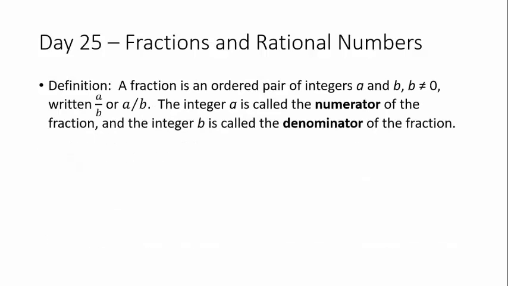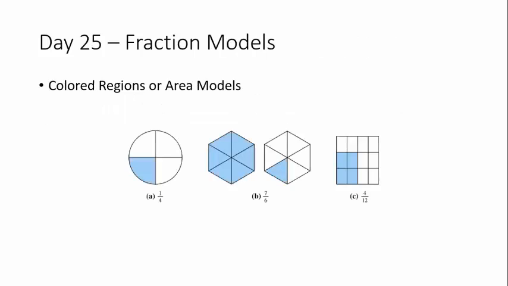Here's a formal definition for a fraction. A fraction is an ordered pair of integers a and b, where b is not equal to 0, written as a over b. The integer a is called the numerator of the fraction, and the integer b is called the denominator of the fraction. We have several different models when we consider fractions.